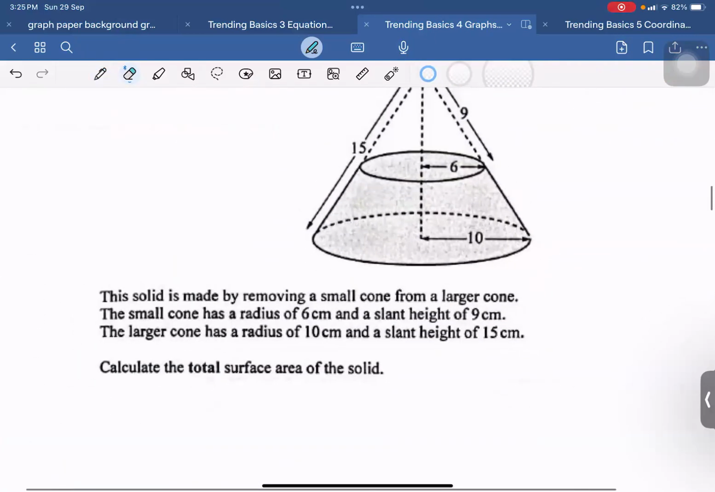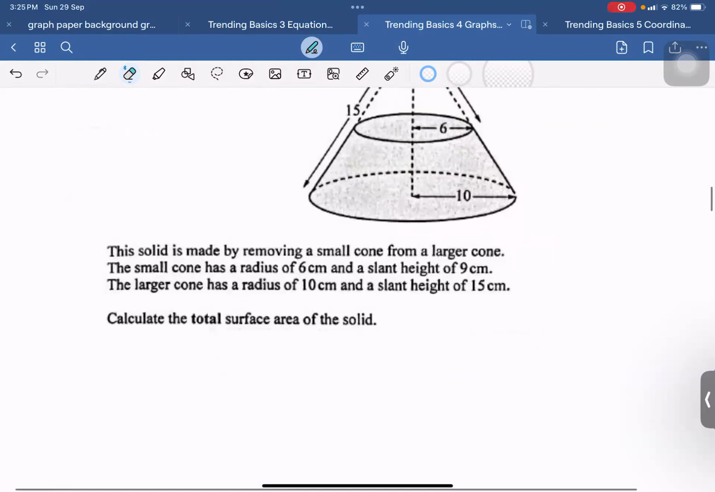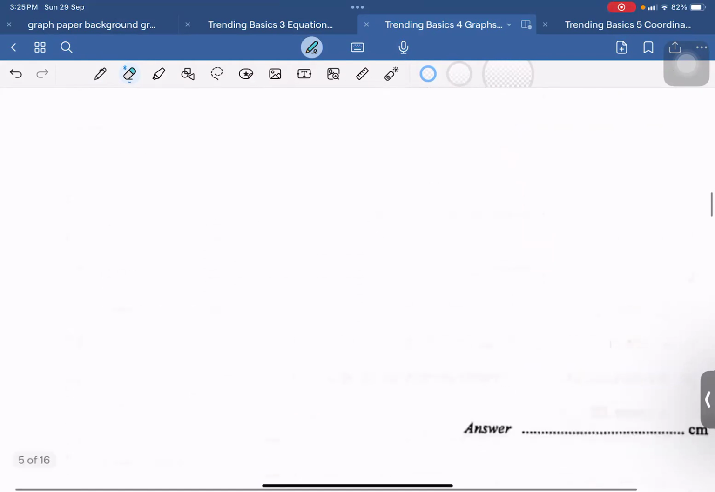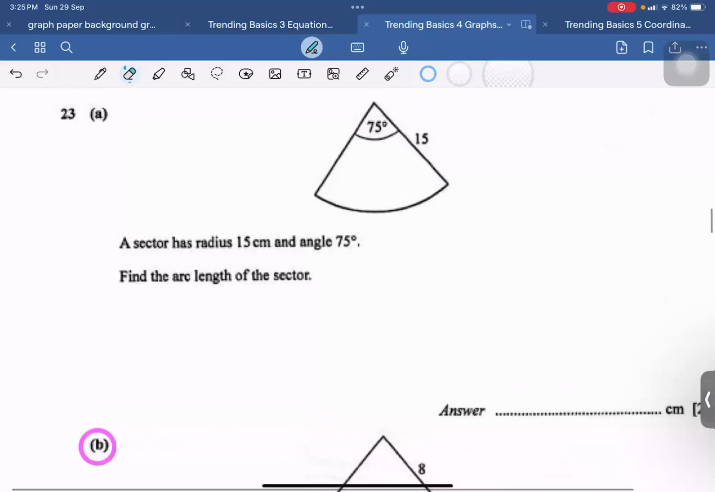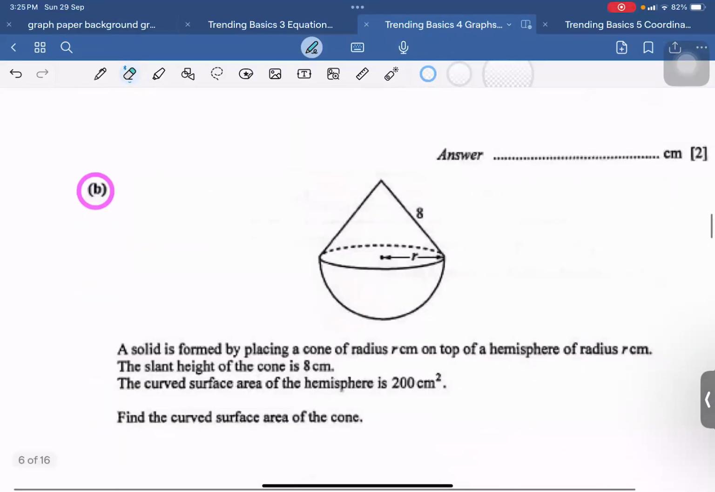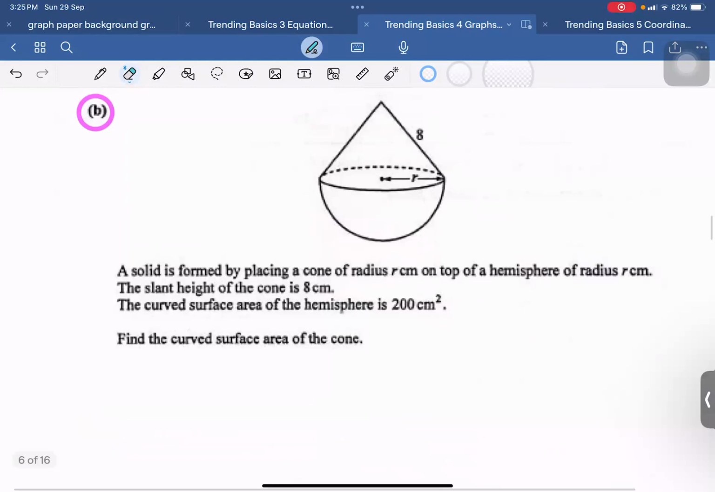Next question, this one we've done quite a couple of times already, so I'm going to leave you to do the answer on your own. Most of you can do. Okay, arc length of the sector. I'll explain this in another question later. Let's do the next question over here.